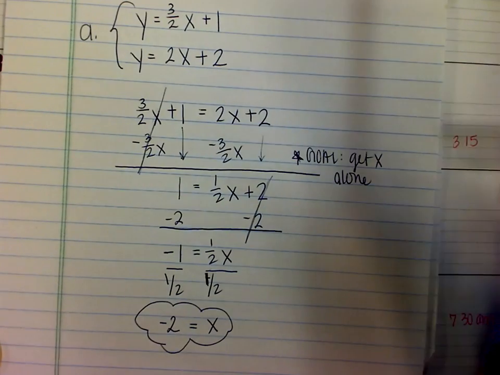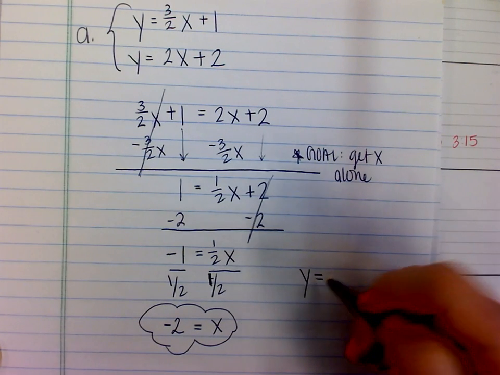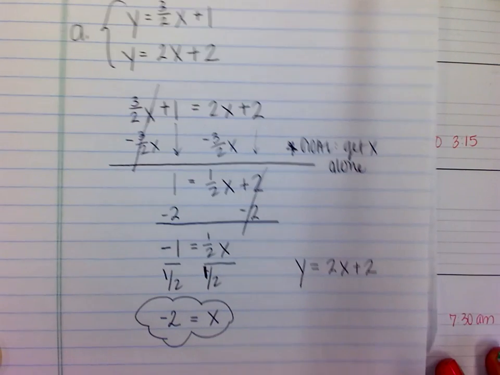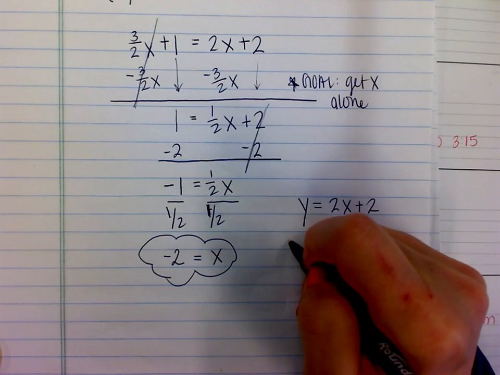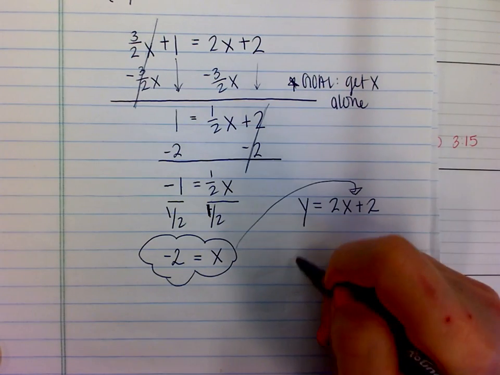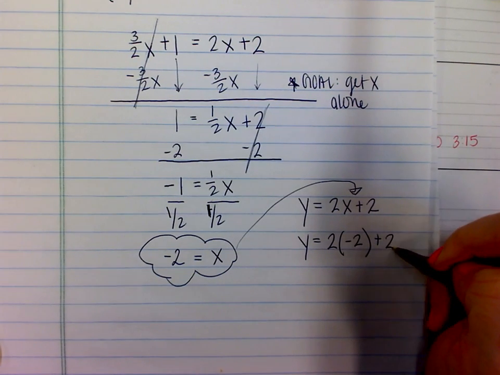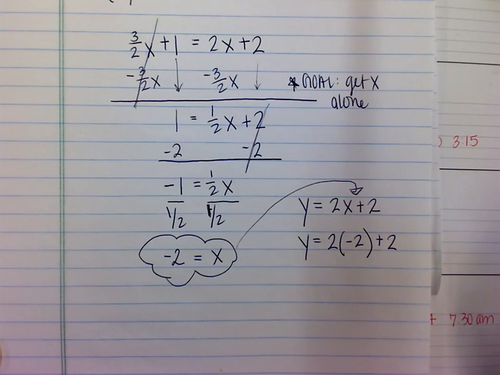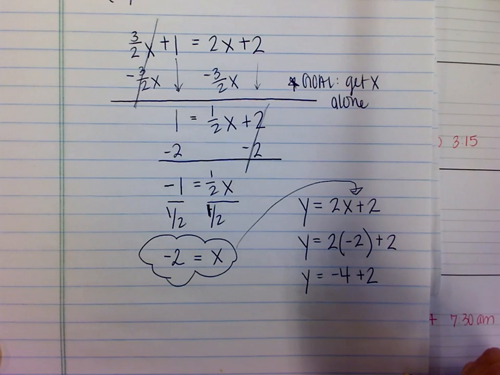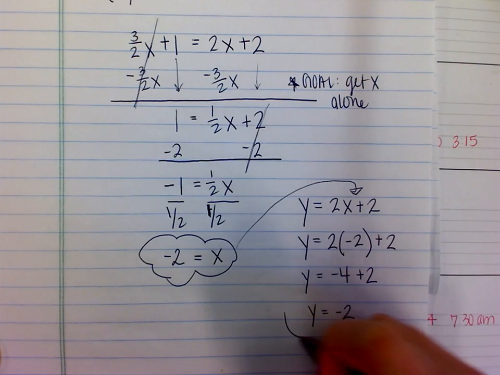Again, I'm going to choose one of these nice equations to solve for y, because we've solved for x. I'm going to use the second equation. It looks easier. This is going to go in for this x here. So y equals 2 times -2 plus 2. Lots of 2's. Y equals -4 plus 2. Y is also going to be -2.